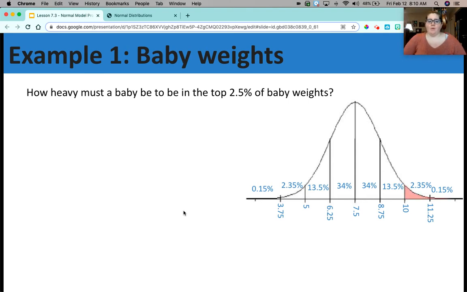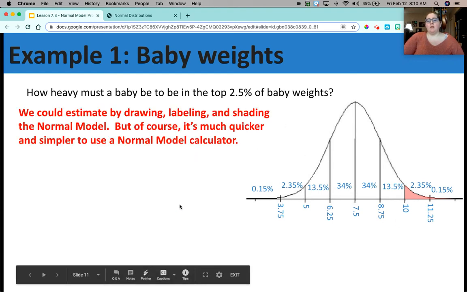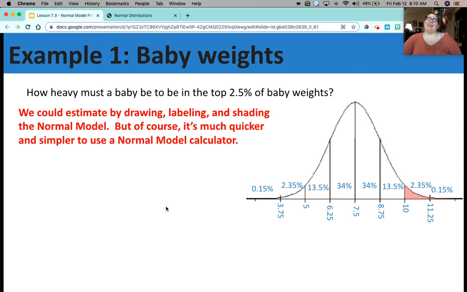So one way to do that would be to literally kind of estimate by looking at my percentages, and I'm trying to get 2.5% at the very top of the graph. So I could sit here and add, well, 0.15 plus 2.35 is 2.5, so probably at about 10 or more would be my top 2.5%. So I could estimate and get pretty close to the answer using that. Not always going to be that simple. This one was really nice, but we can also use our calculator to get that same general answer. And actually, our calculator will give us a much more exact answer.